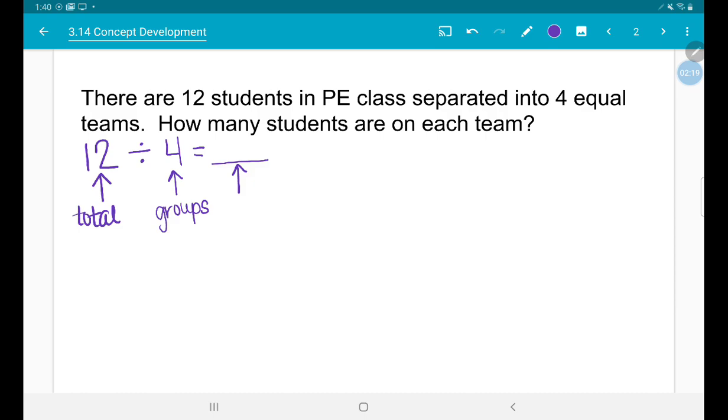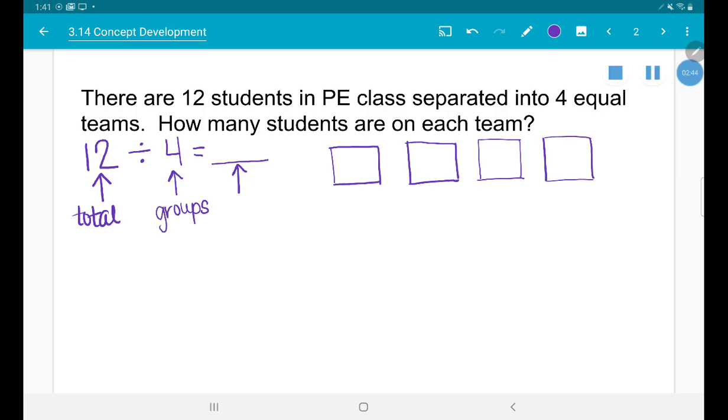Okay? So I'm seeing a couple different models. Let's see. Zyla used squares. And how many squares did you draw, Zyla? 4. Zyla drew 4 squares. Jaden, you drew circles. How many circles did you draw? 4. Same thing for you, Tommy. Daniel, I'm waiting to see your model.